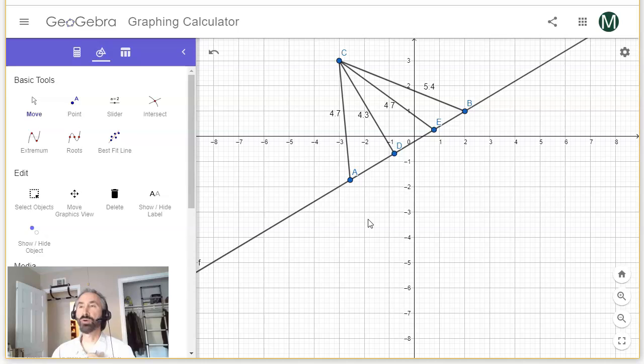I'm assuming that you paused the video and reflected for a minute, and you thought either the distance is 4.7 or 4.3 or 5.4. Maybe you think that the distance from E to C is a better guess than the distance from A to C. Who knows? Maybe you thought it was something entirely different. Maybe you even thought, I don't even want to make a guess. But what I would like to do is tell you what I think the distance is.